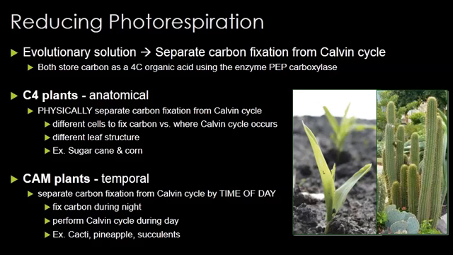Basically, you take that CO2 in at night when it's safe to have your stomata open, and that is going to allow you to take in lots of CO2. You're going to take that CO2, you're going to fix it into organic acid using PEP carboxylase, and you're going to hold on to it until daytime. In daytime, you're going to close those stomata to keep that water in, and that is going to give you a buildup of CO2 that you can use.